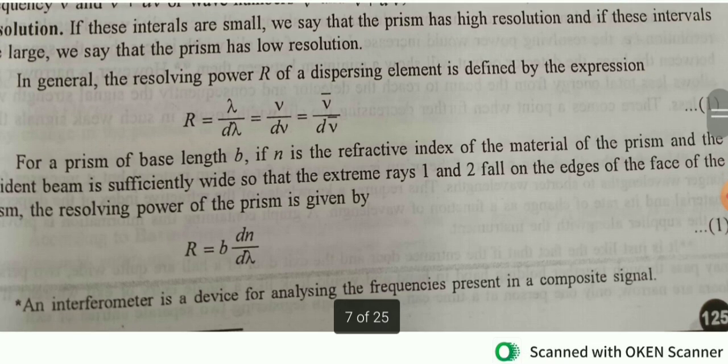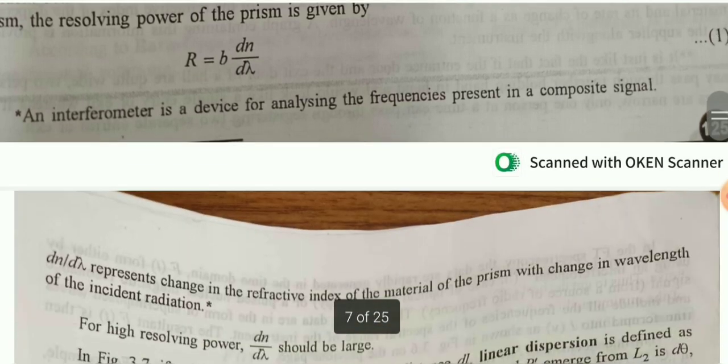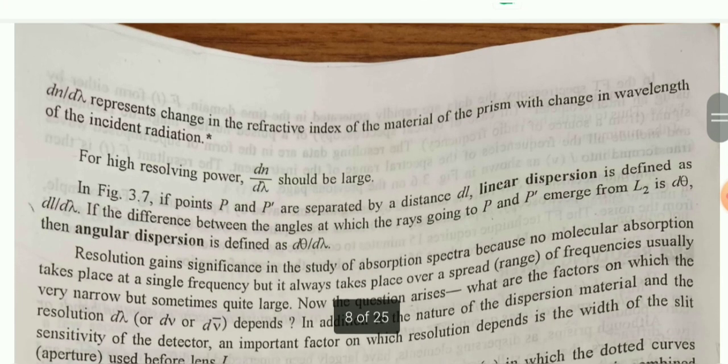In general, the resolving power R of a dispersing element is defined by the expression R equals lambda upon d lambda, equals nu upon d nu, equals nu bar upon d nu bar. For a prism of base length b, if n is the refractive index of the material of the prism and the incident beam is sufficiently wide so that the extreme rays 1 and 2 fall on the edges of the face of the prism, the resolving power of the prism is given by R equals b dn upon d lambda. An interferometer is a device for analyzing the frequencies present in a composite signal.